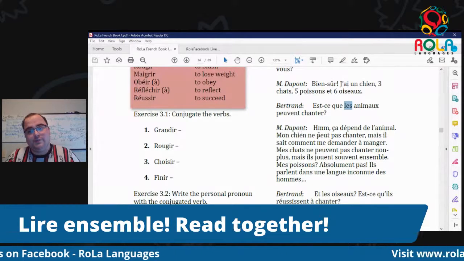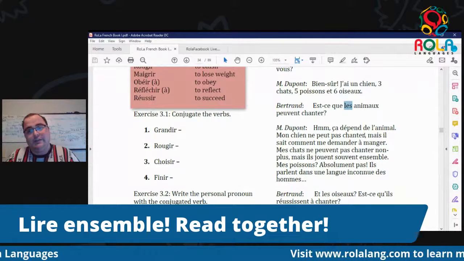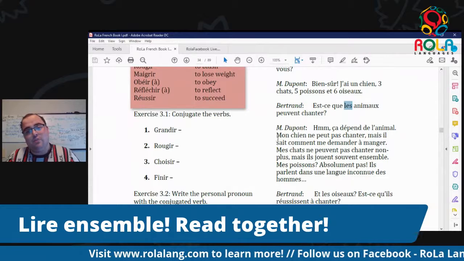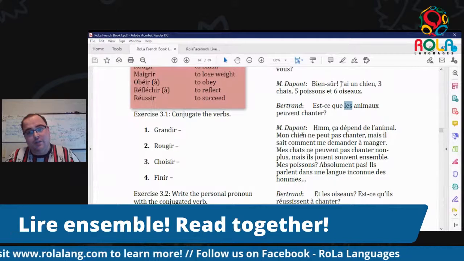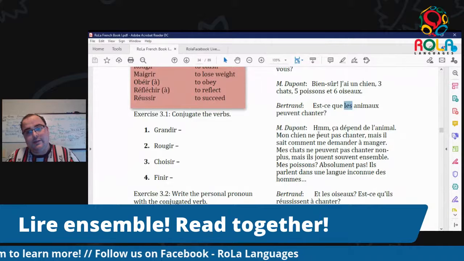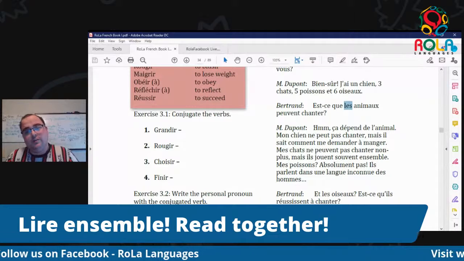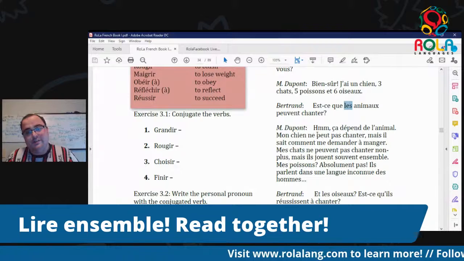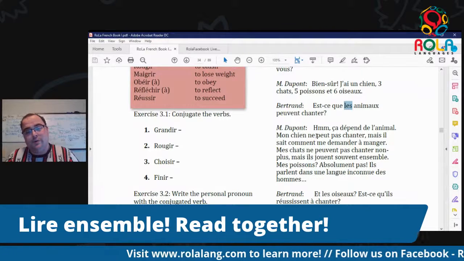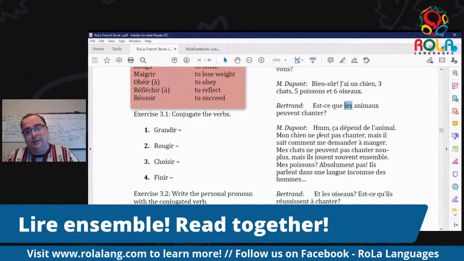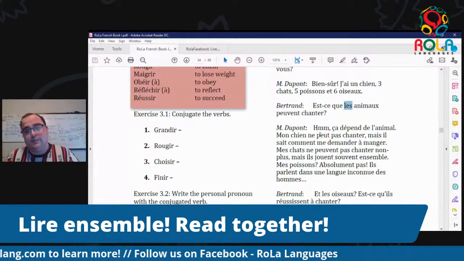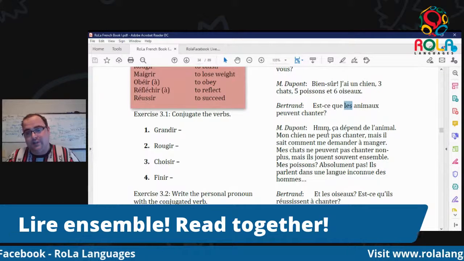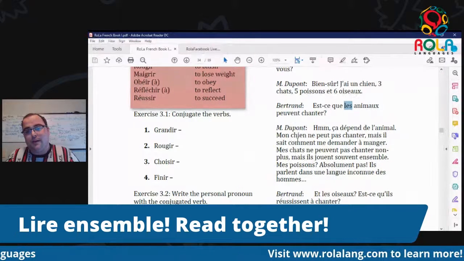Mon chien ne peut pas chanter. My dog cannot sing. Notice how he says, j'ai un chien. So he replies by saying, mon chien, my dog, singular, ne peut pas chanter. If he had more than one dog, he would use this conjugation right here, peuvent. But since he only has one dog, he's using peut, the il, elle, the he, she, or it section of a verb. Mon chien ne peut pas chanter.